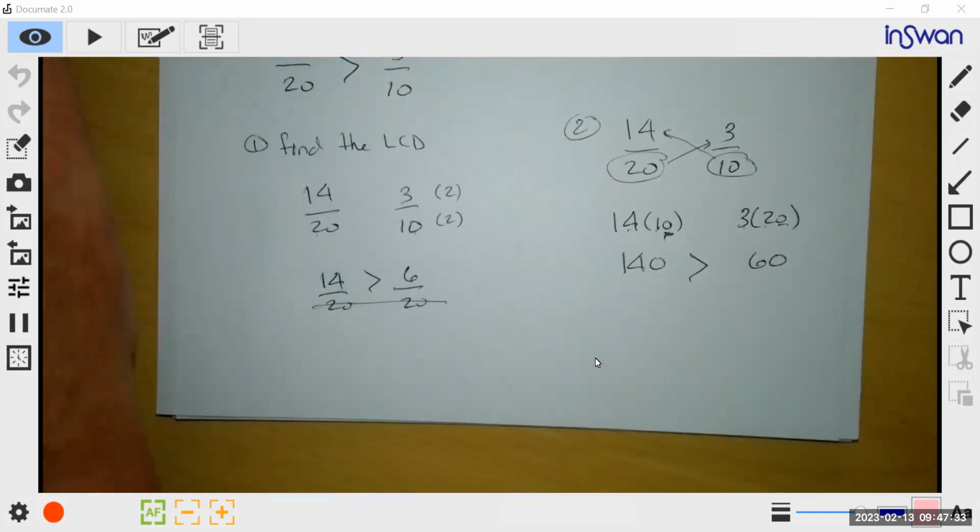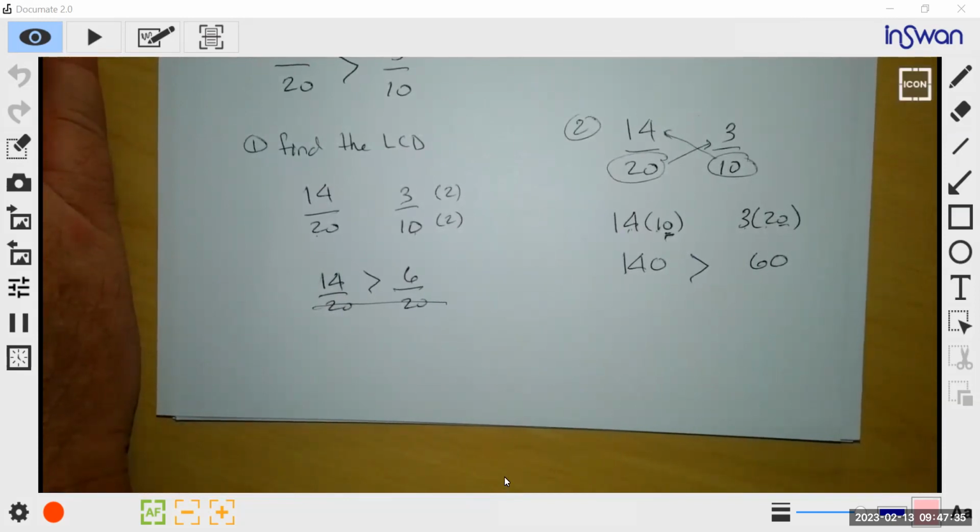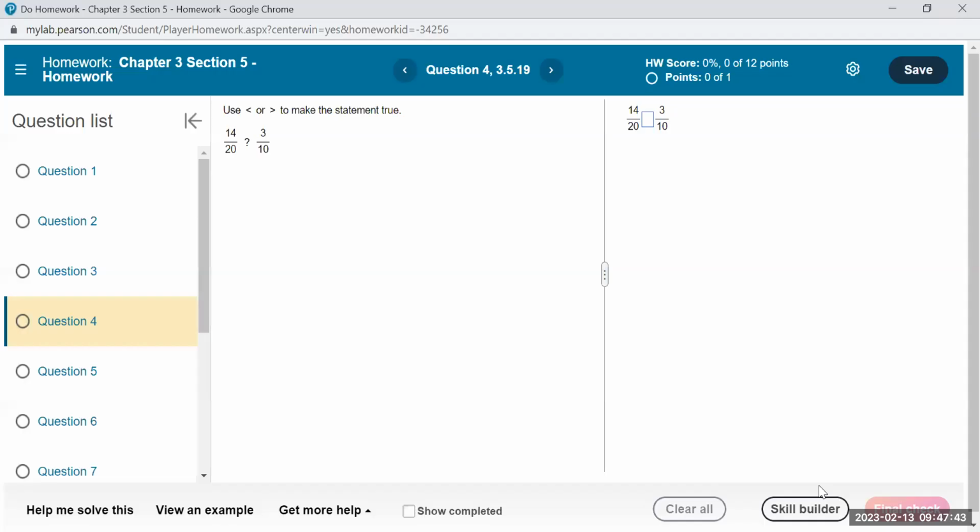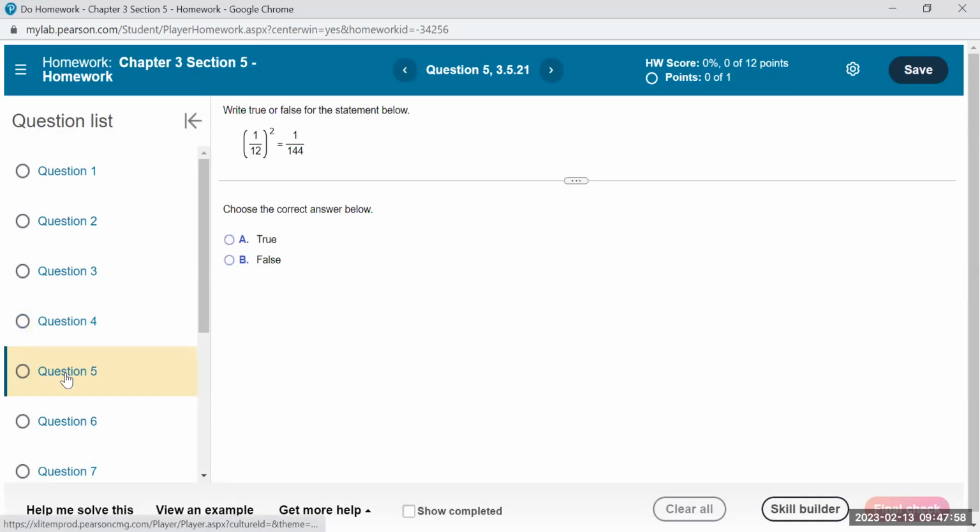So again, you can use either method because all it's looking for is the inequality. Yeah, there's 2 options. Okay, question number 5. True or false?